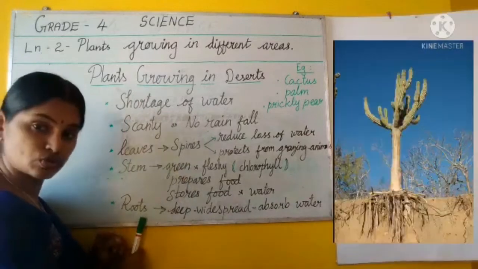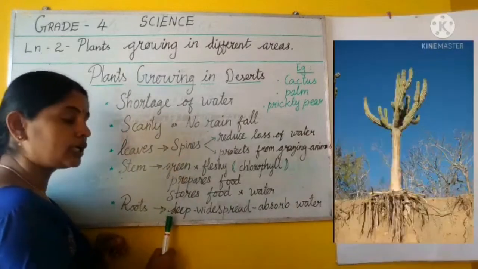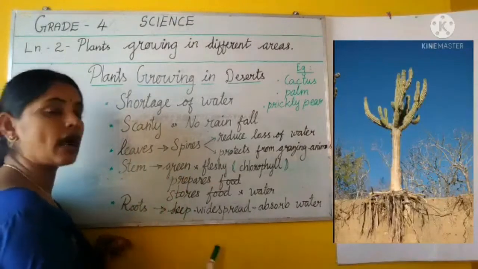Then what about roots of the desert plants? They grow deep underground.